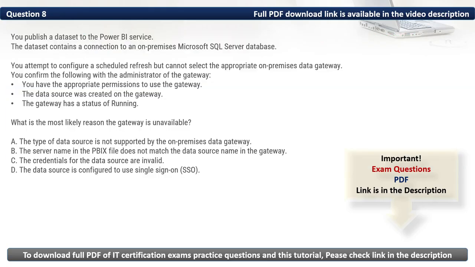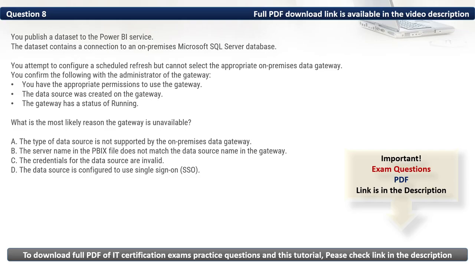Question 8. You publish a dataset to the Power BI service. The dataset contains a connection to an on premises Microsoft SQL Server database. You attempt to configure a schedule to refresh but cannot select the appropriate on premises data gateway. You confirm the following with the administrator of the gateway. You have the appropriate permissions to use the gateway. The data source was created on the gateway. The gateway has a status of running. What is the most likely reason the gateway is unavailable?